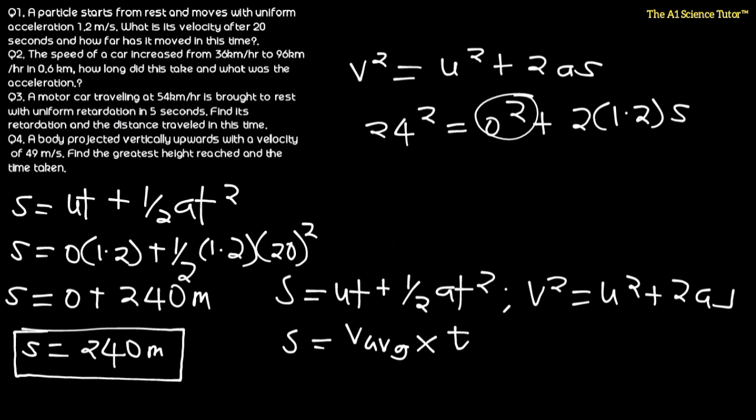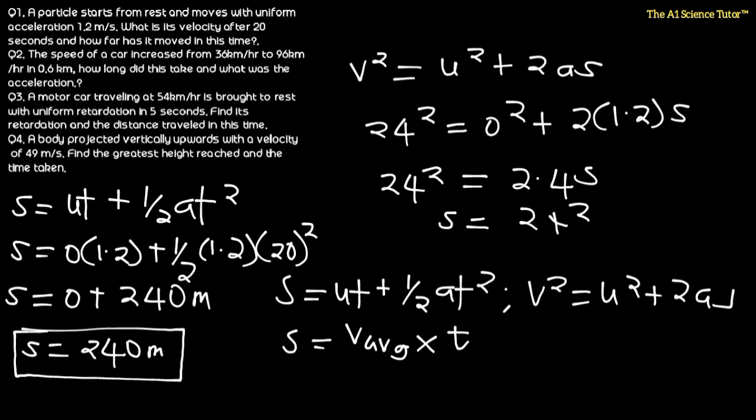Now we know that this should obviously be 0. So this is 24 squared, and that is equal to 2 multiplied by 1.2, which should give us 2.4 multiplied by s. So s should be 24 squared divided by 2.4. So let us find out. Yeah, so that still gives us 240 meters.